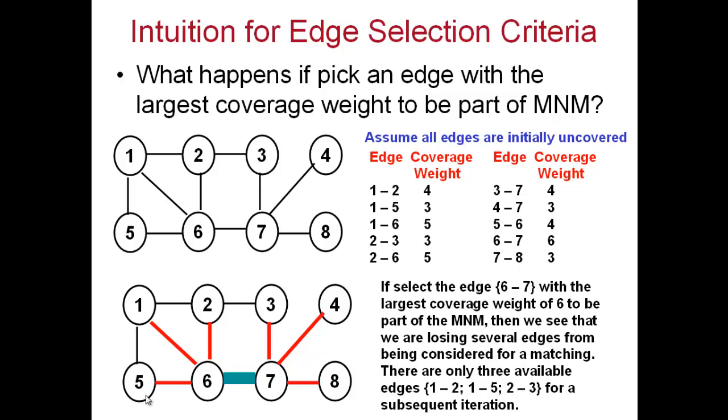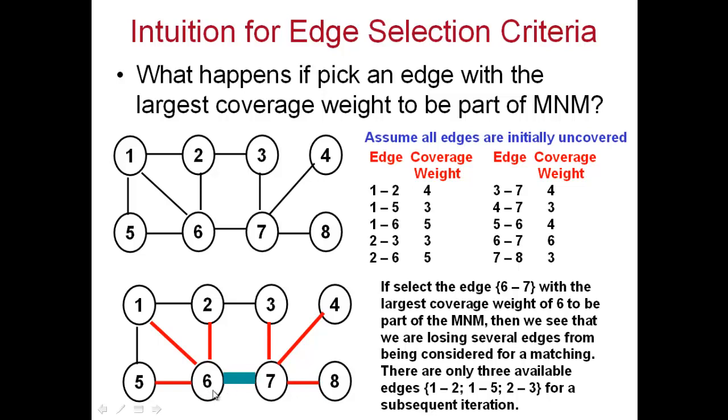Now consider this particular choice. For this graph over here, these are the coverage weights of the edges. So the largest coverage weight is for the edge 6, 7. Now if we were to choose 6, 7 to be part of maximal node matching, all these adjacent edges of 6, 7 are automatically ruled out to be part of the maximal node matching, because remember the definition of matching, no two edges can have a common end vertex.